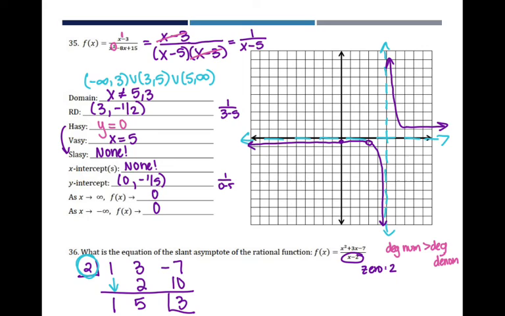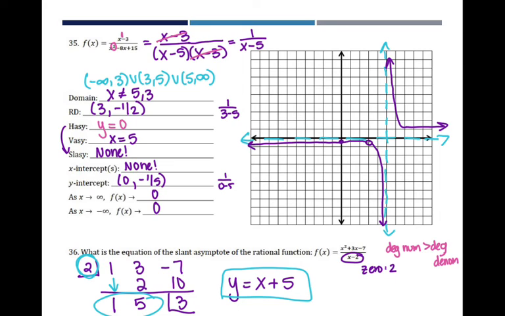Now, when you're figuring out the slant asymptote, you actually don't care about the remainder. What I do care about is the 1 and the 5. So now I need to put our x back into it. So I'm going to write this as y equals, the 1 and the 5 represent coefficients for a linear function, since I started with a quadratic. So this is going to be 1x plus 5. And that is the equation of your slant asymptote.